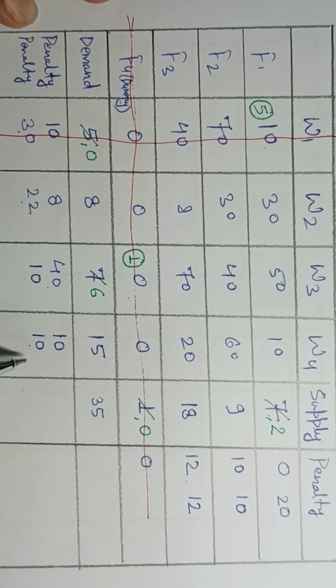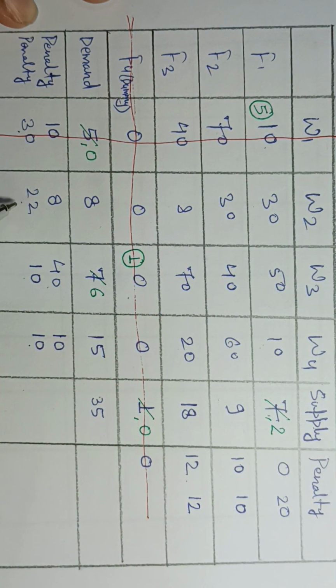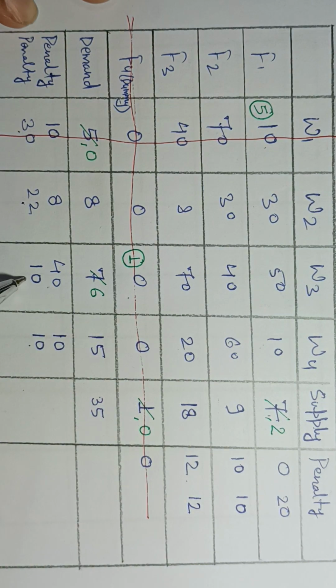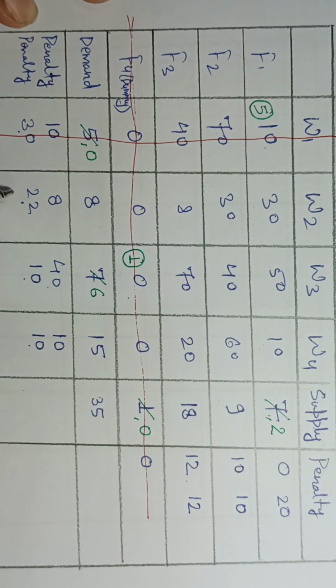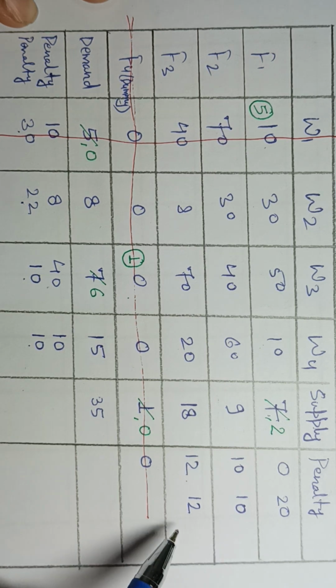And this will remain the same. You can check, 30 minus 8, 22. Then the two least costs are 50, 40, 10 and here 20 and 10, 10. So we will consider this one for this. So 22, 10 and 10, and 20, 10 and 12.